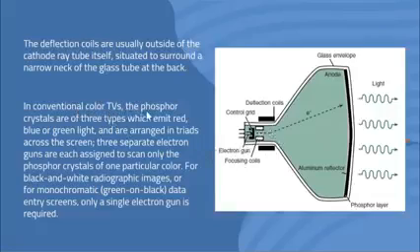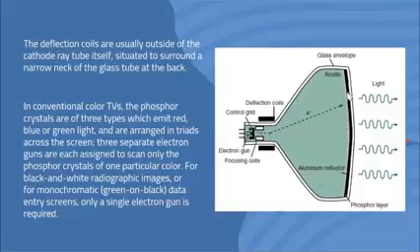In conventional color TVs, the phosphor crystals are of three types, which emit red, blue, or green light, and are arranged in triads across the screen. The three separate electron guns are assigned to scan only the phosphor crystals of one particular color. So, this cathode ray tube has only a single electron gun. That means it is for black and white radiographic images or for monochromatic data entry screens. So, of course, if your TV has many colors, that means that it has three electron guns assigned for each color, which is red, blue, or green. Okay?